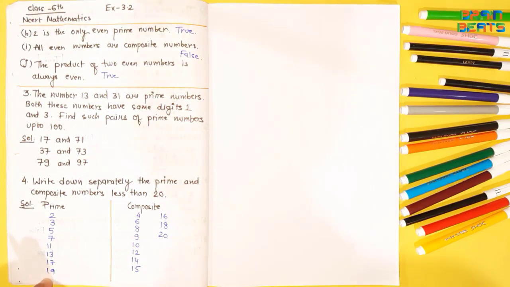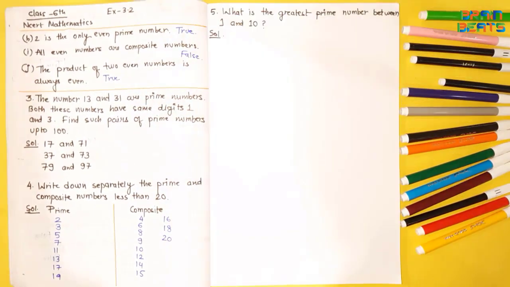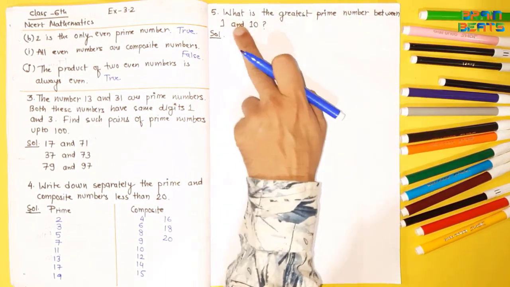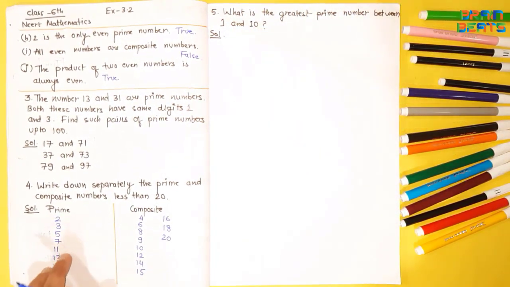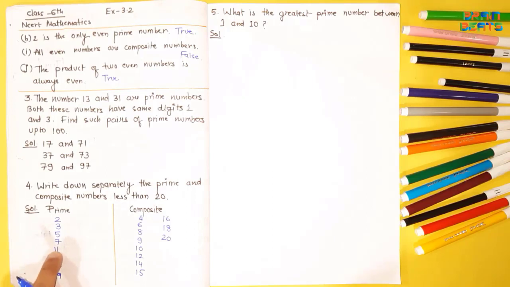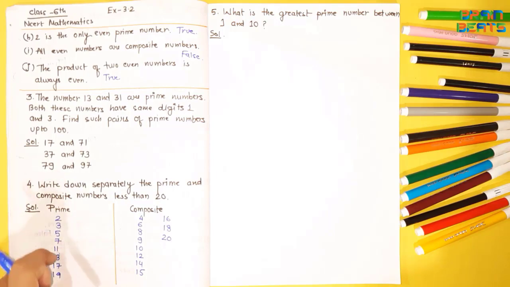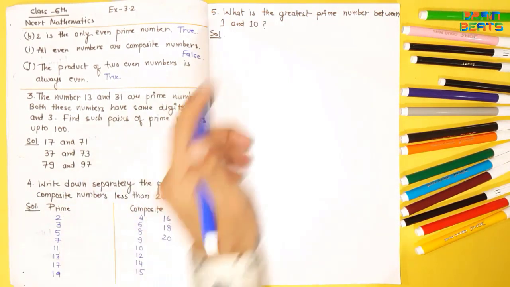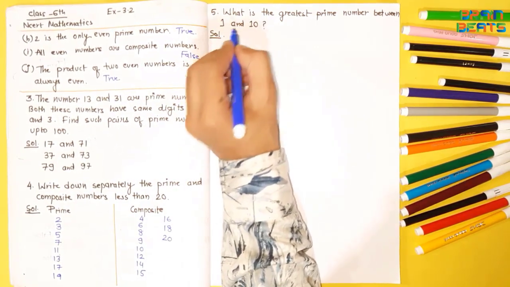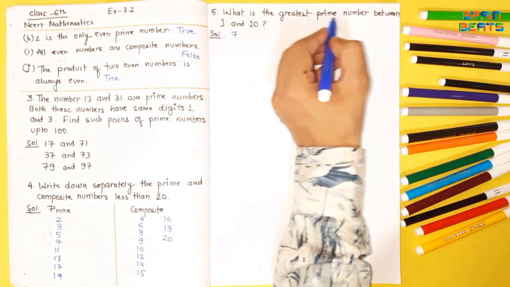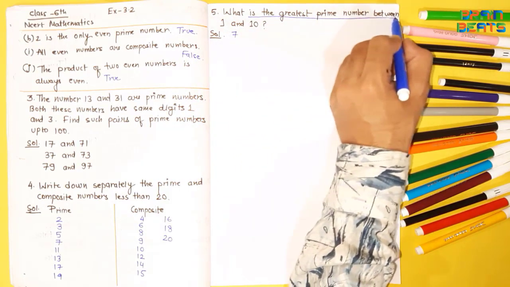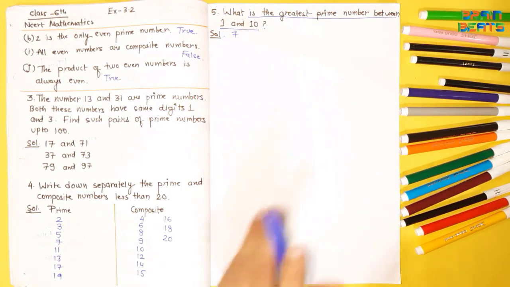Now we have to move to the next question, question number 5. The question is like this. What is the greatest prime number between 1 and 10? We can see from here, 1 and 10. This is the greatest prime number, 7, because after 7 what comes? 11. That means before 10 we have 7 as the greatest prime number. The answer is: 7 is the greatest prime number between 1 and 10. You can write it like this.